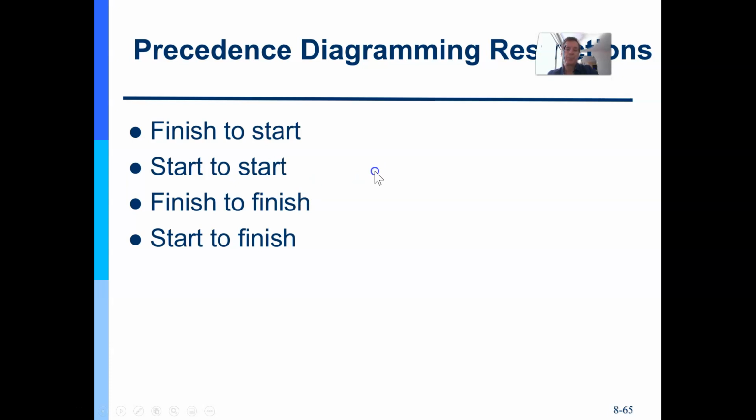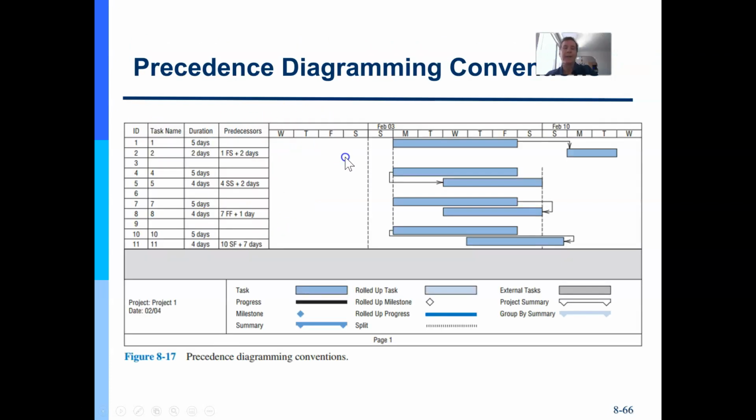So the basic formula is the predecessor must finish before the successor can start. The definition here is the predecessor must start before the successor can start. Here the definition is the predecessor must finish before the successor finishes. And here the predecessor must start before the successor finishes. That's a rare odd use case. This finish to start is the most common.